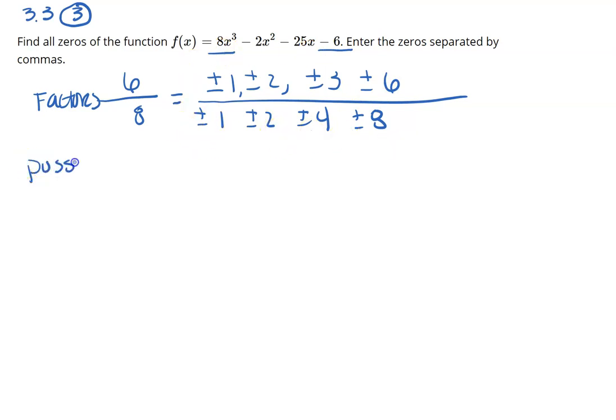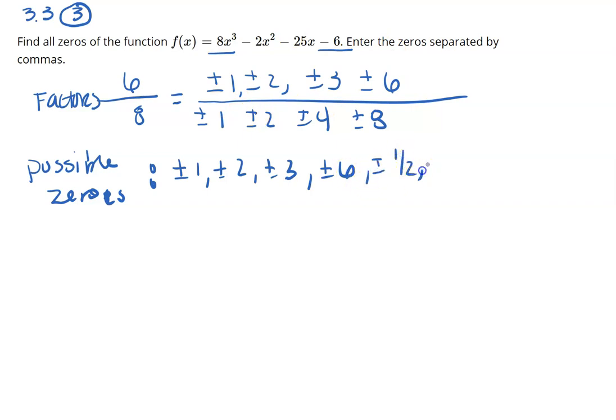So my possible zeros, and that's a good test question, what are all the possible zeros, would be 1, 2, 3, 6. Then divide all these numbers by 2. So 1/2, 2, 3/2. And if I already have it listed, like 6 over 2 is 3, I'm not going to list it again.